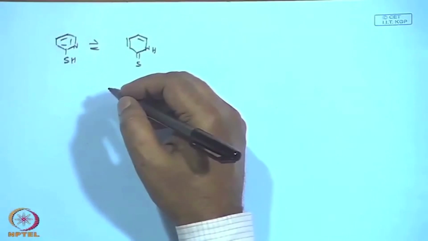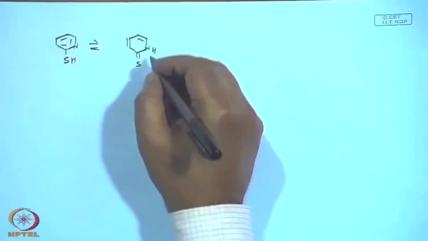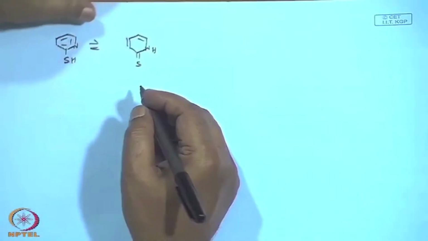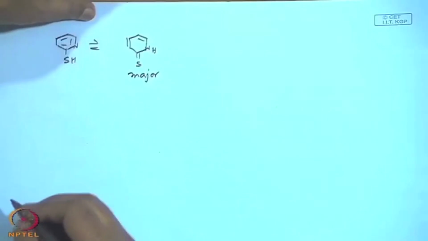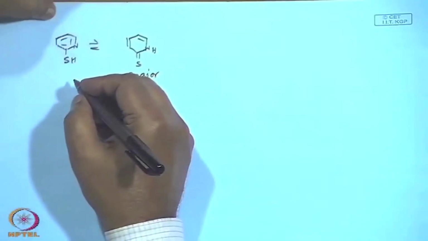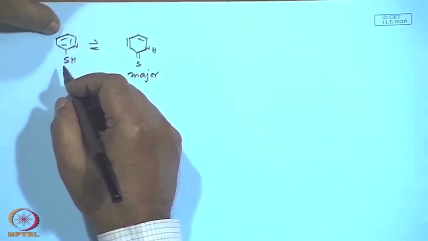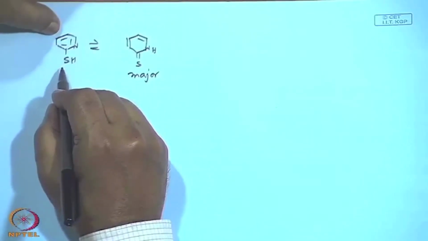In case of oxygen, the pyridone was the major, 9:1, right, but in this case what should it be? Again guess. Again this thione is the major one, but it is in equilibrium. Most of the reactions of 2 mercaptopyridine go through sulfur, right, and where do you use 2 mercaptopyridine?